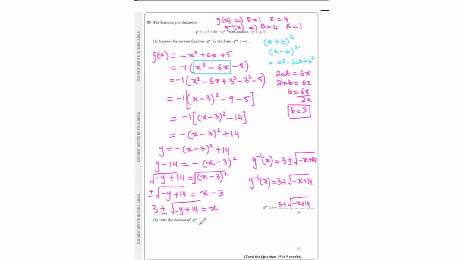Then it says state the domain of g inverse. Now for the domain, since our range is this, the domain is what's going to be inside the root. So your root cannot be negative because we cannot take the root of a negative number, which means negative x plus 14 has to be greater than or equal to 0. Negative x is greater than or equal to negative 14. Divide both sides by negative 1. So x is supposed to be less than or equal to 14. That is your domain for the inverse.